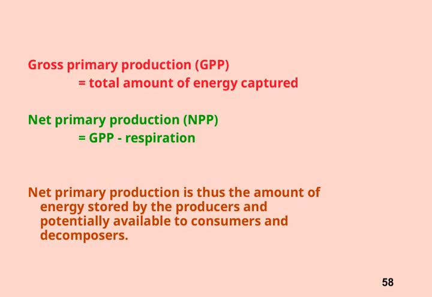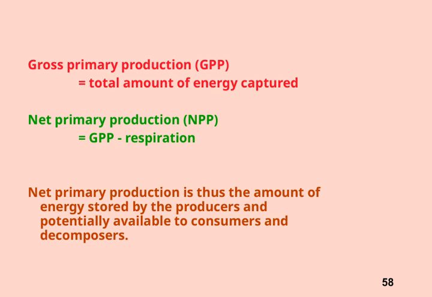All right, let's talk about gross primary production, or GPP. This is essentially the total amount of energy that plants and other producers capture through photosynthesis. Think of it as the overall energy input into an ecosystem from the producer's perspective. Now, net primary production, or NPP, takes this a step further. It's what's left after the producers use some energy for their own respiration, so GPP minus respiration.